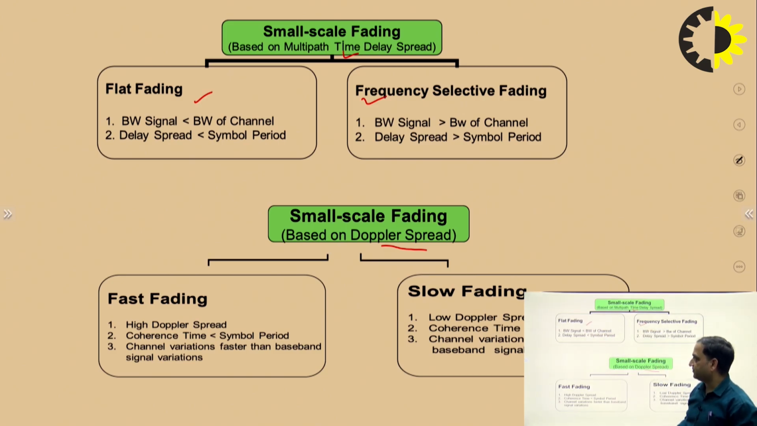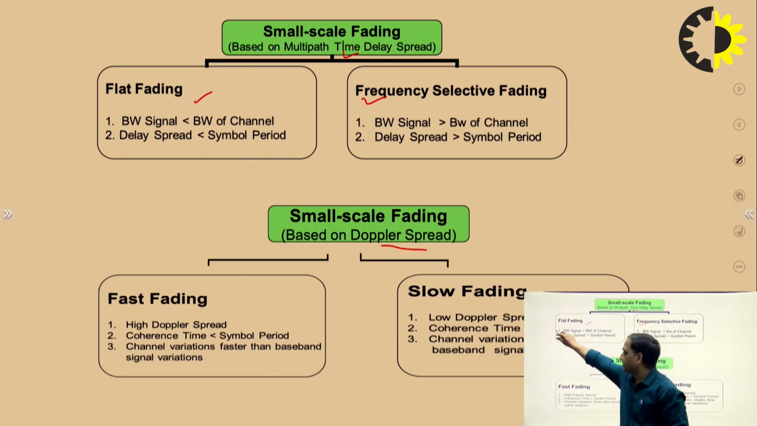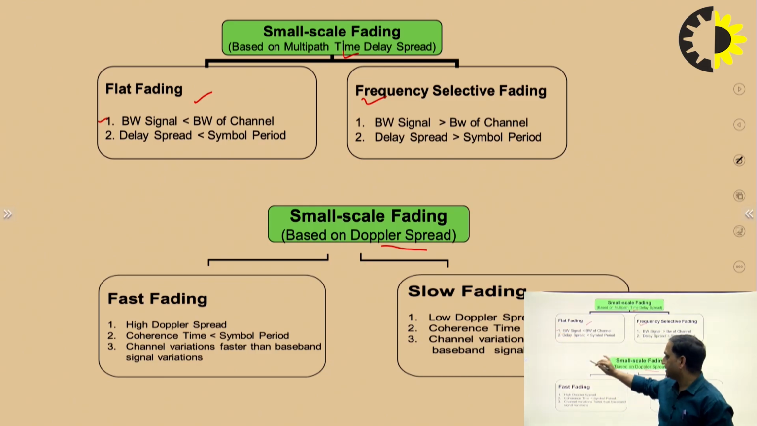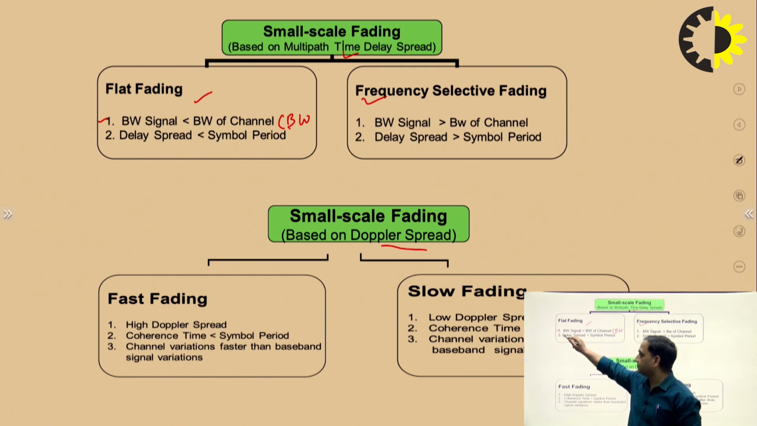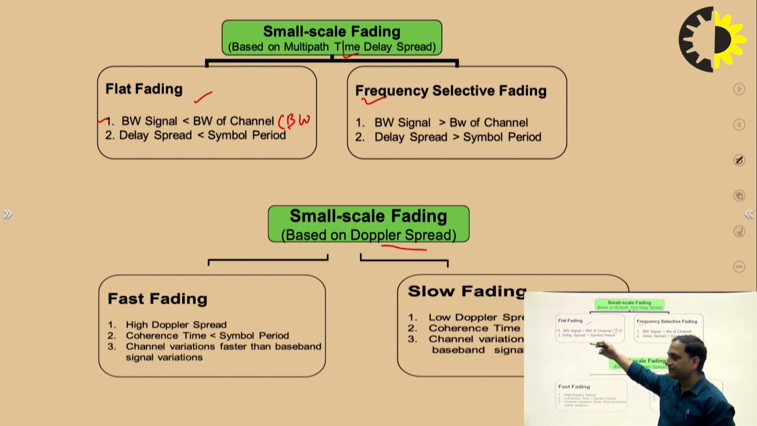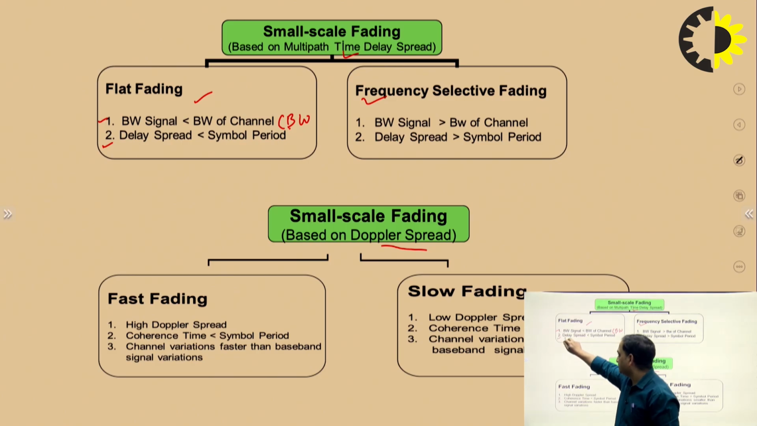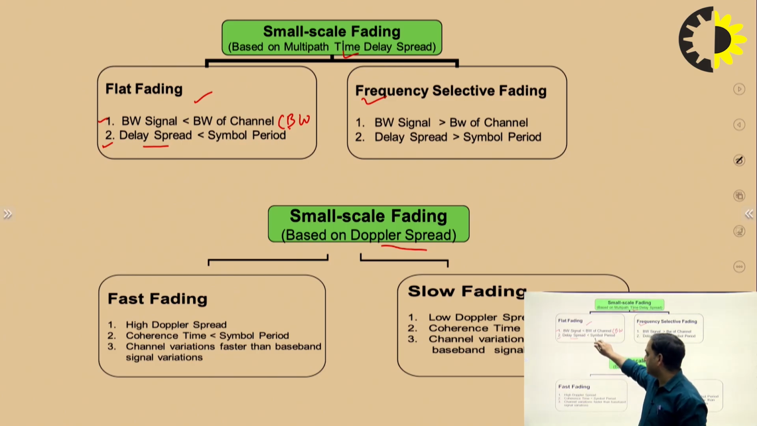In the case of flat fading, the signal bandwidth, which is the original bandwidth, must be less than the bandwidth of the channel, that is, the coherence bandwidth. The signal bandwidth must be lesser than the coherence bandwidth. In this way we can reduce the ISI and flat fading can occur. It means that all the frequency components will have the same amplitude.